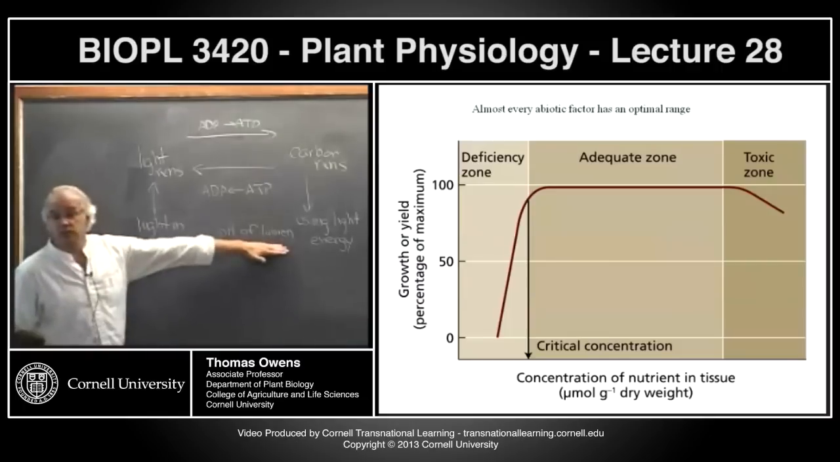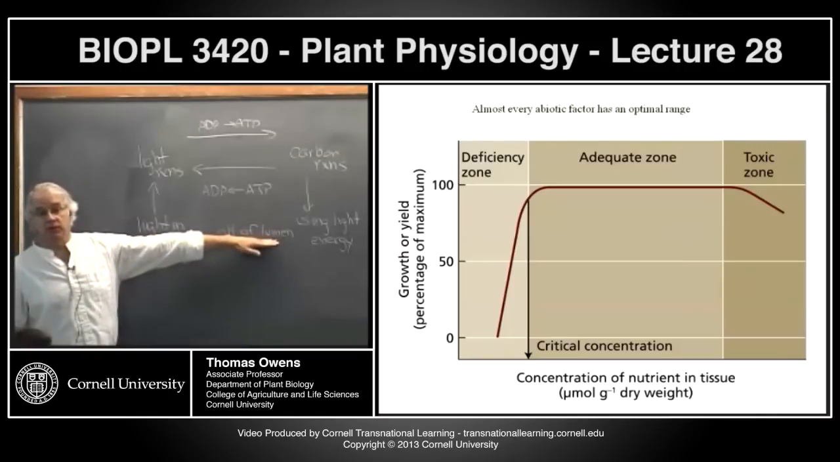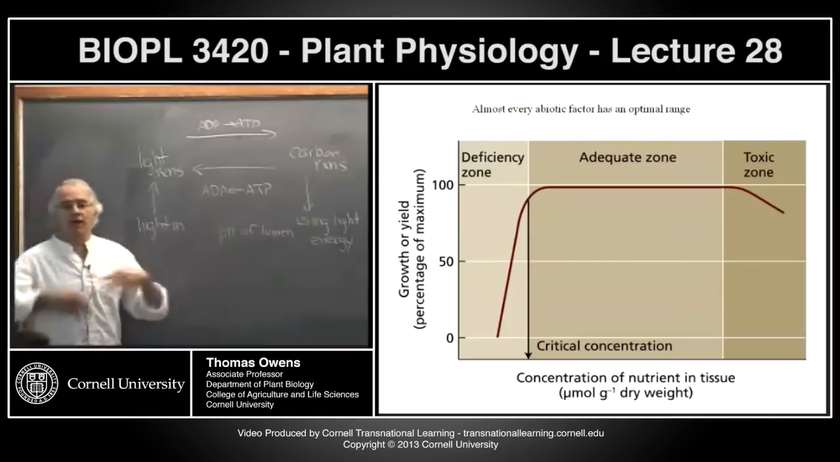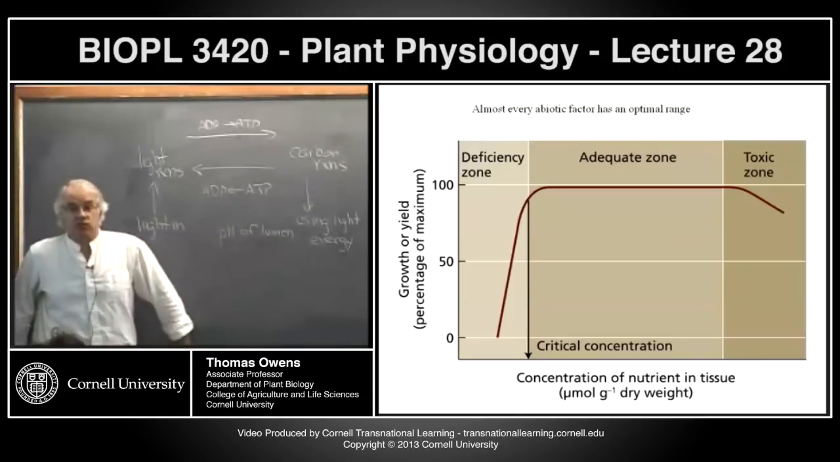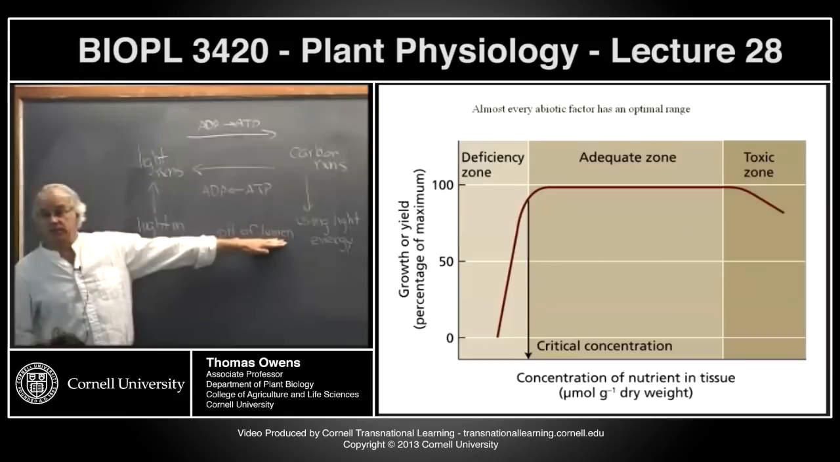So the pH of the lumen is one of the things that senses the balance between the light and dark reactions. The pH of the lumen is the main thing that controls non-photochemical quenching, that process that gets rid of extra light energy in the antenna before that extra light energy can cause photooxidative damage. Okay? So that's something that's relatively limited directly to utilizing light energy.